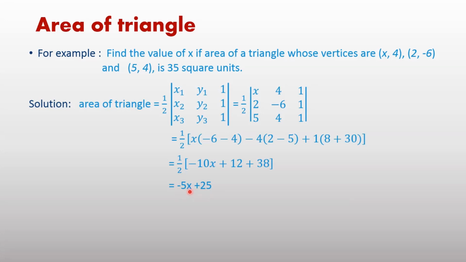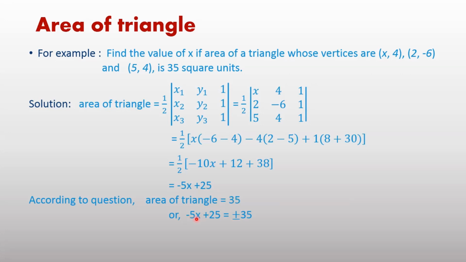Since a variable is used here, you don't know for what value of x you will get a negative value, as for some values of x the area will be positive. Therefore, according to the question, the area of the triangle is given as 35, we will take minus 5x plus 25 equal to plus minus 35, because area you will consider as absolute value, that is, mod of minus 5x plus 25 equals 35.